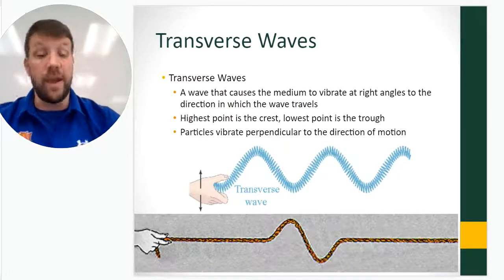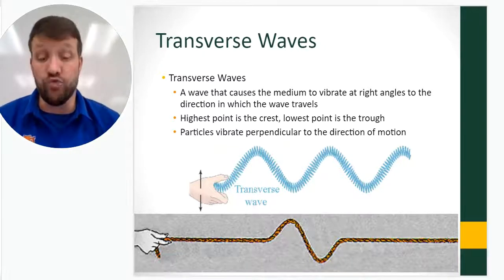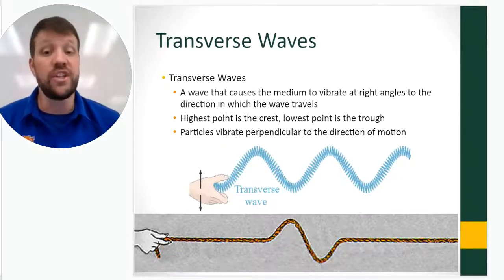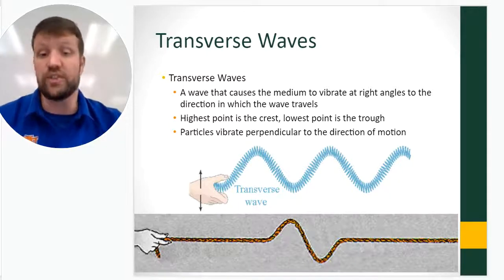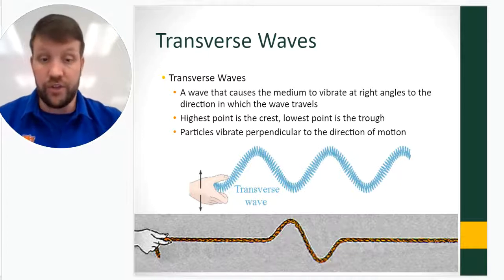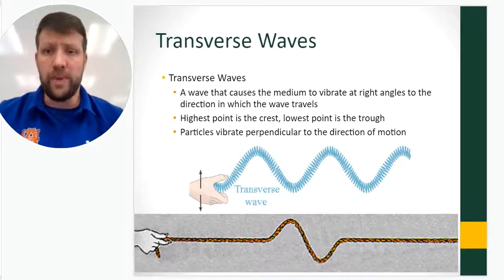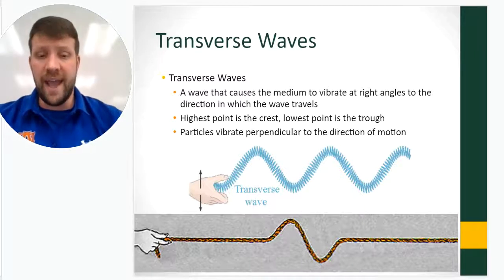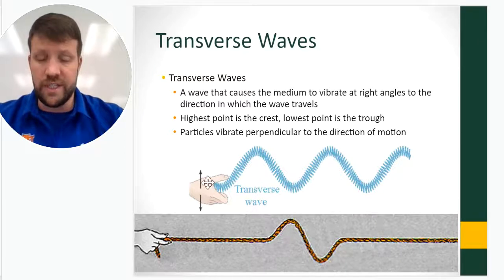One is transverse waves. And this is what you think of when you've thought of a wave before, right? It causes a medium to vibrate at right angles to the direction at which the sound travels. Okay, so the highest point's the crest, lowest is the trough, particles vibrate perpendicular to the direction of motion. And you think about this, you kind of see a spring or a slinky or a rope here, and you go up and down, and it causes this up and down motion, and that will continue so long as you continue to move up and down.